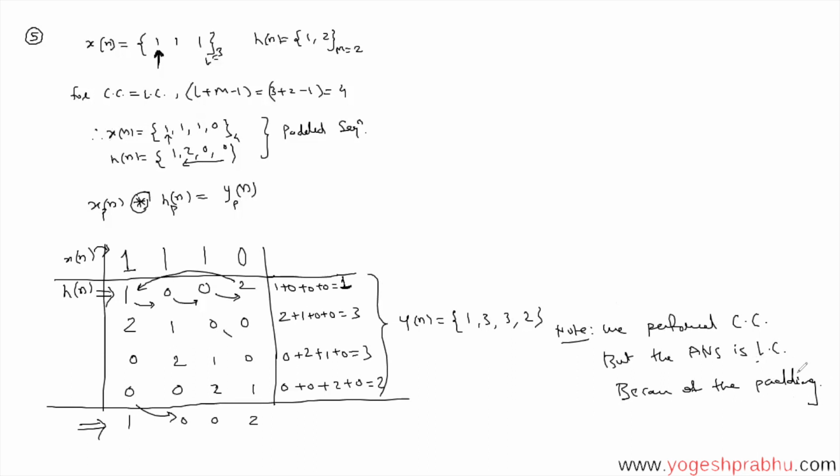Now we have B. B says find xk, hk using FFT and yk equals xk convoluted with hk. That's a mistake. It's a multiplication, not a convolution. Select the correct number of points for FFT. 4 points always.